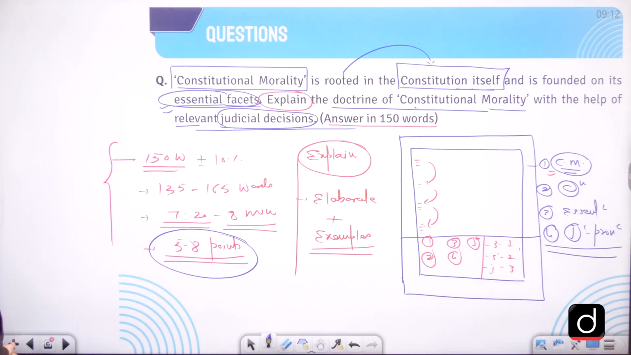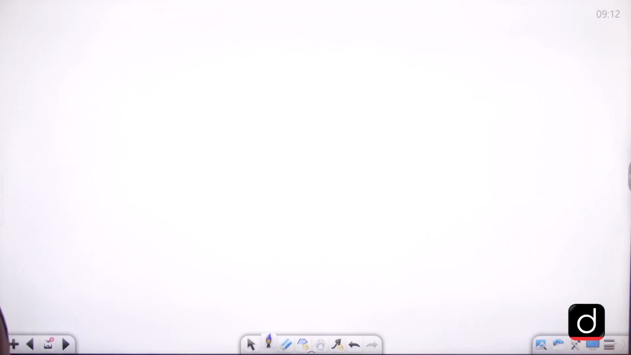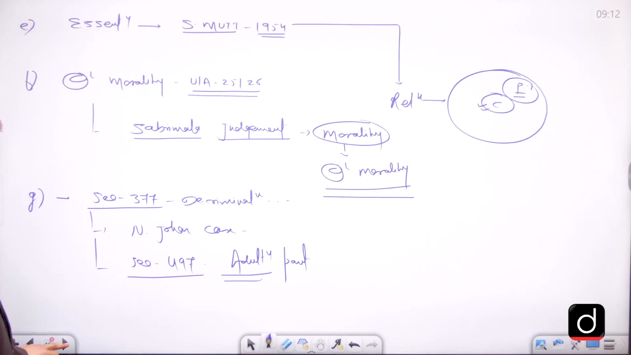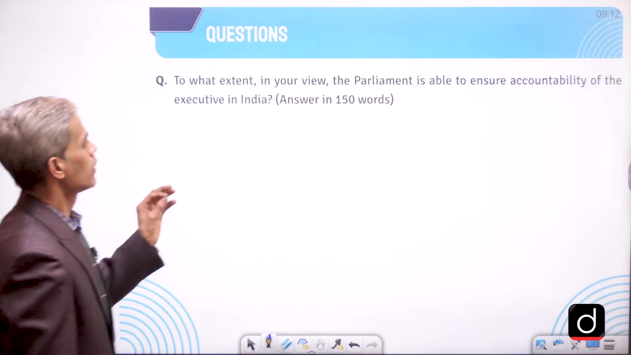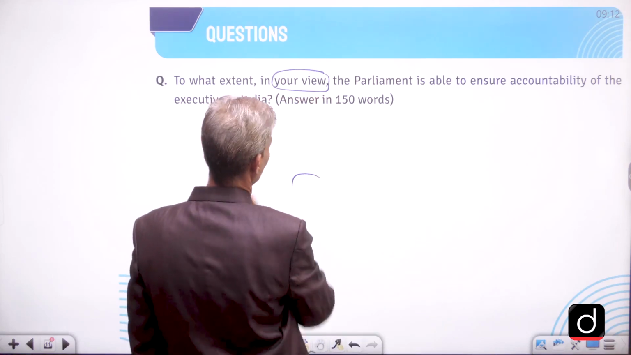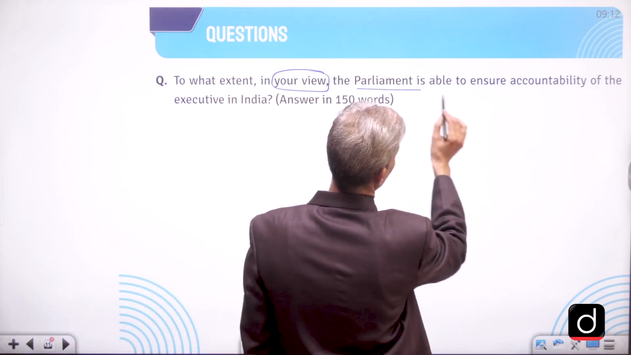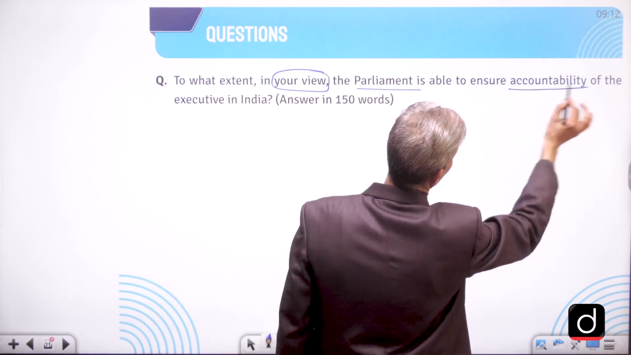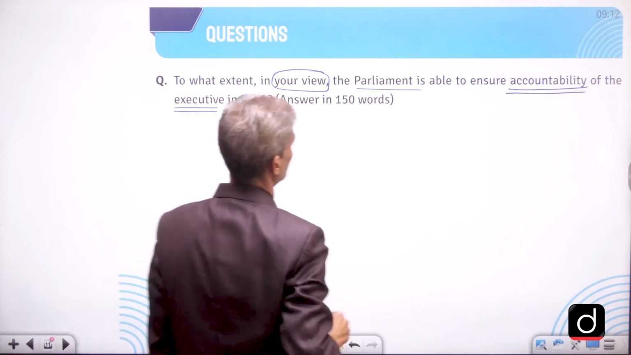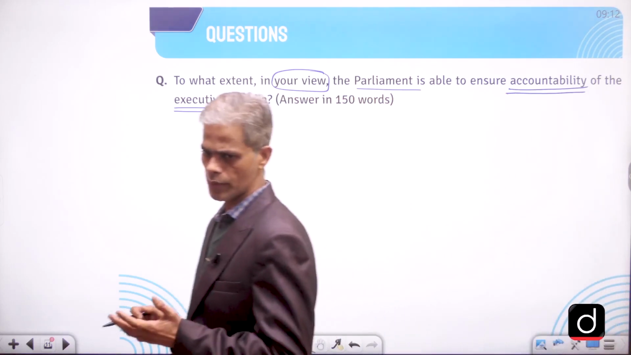When we talk about the next one, the next question is related to another document, that is: to what extent, in your view, is Parliament able to ensure accountability of the executive in India? So a very simple question. Why very simple? Because it's a direct question.